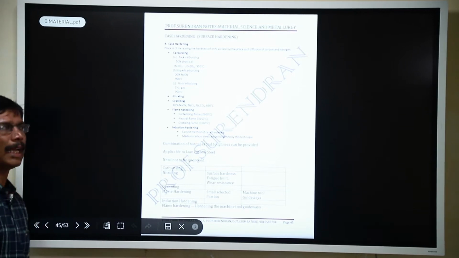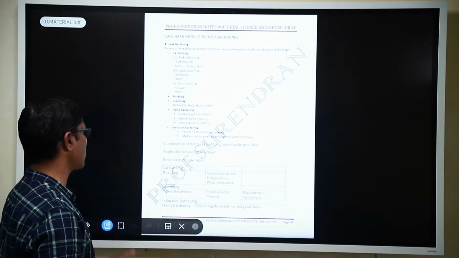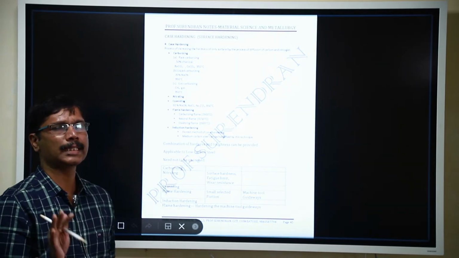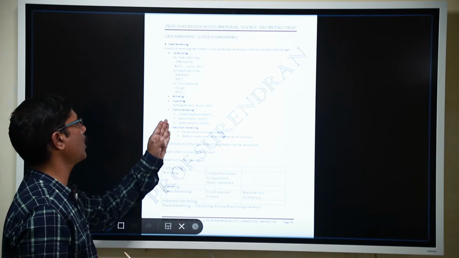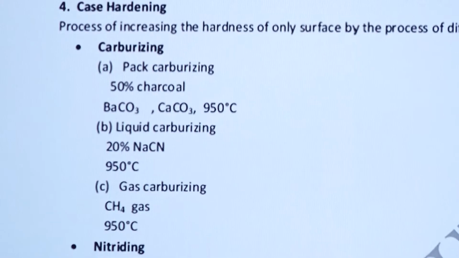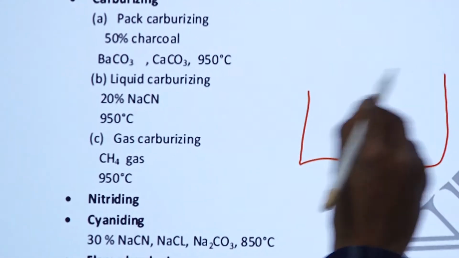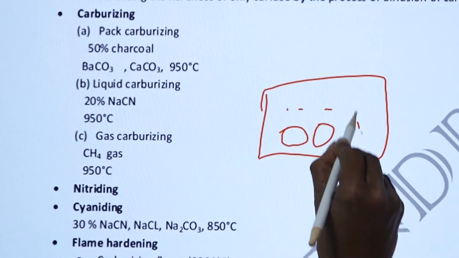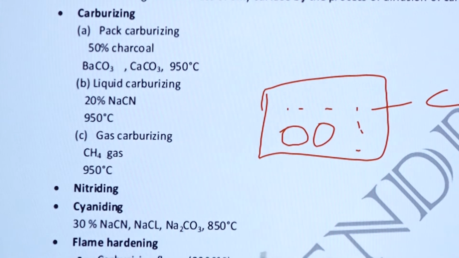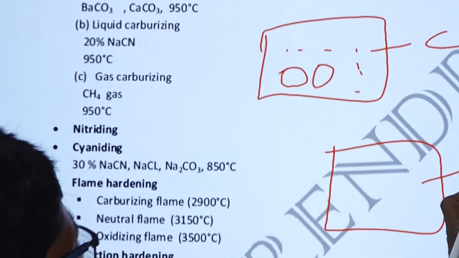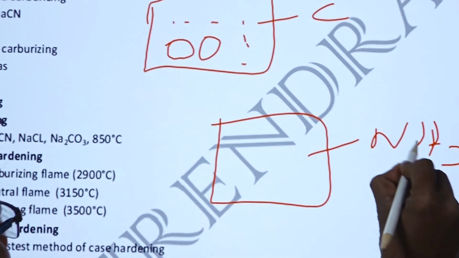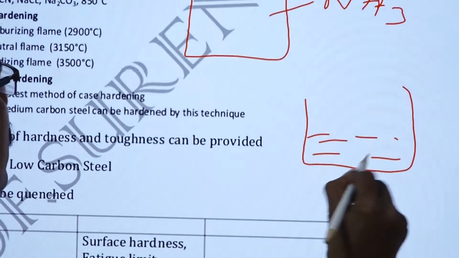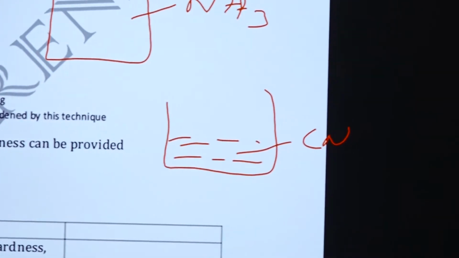Next we are having the case hardening process. In case hardening process, we are having carburizing, nitriding, cyaniding, flame hardening and induction hardening. In carburizing, the component that has to be hardened should be put in the carbonaceous atmosphere. In nitriding, ammonia gas is passed. In cyaniding, it has to take the cyanide bath, so some cyanide solution should be there.